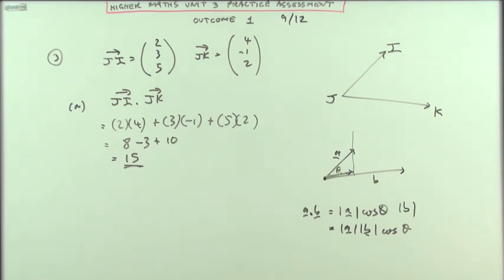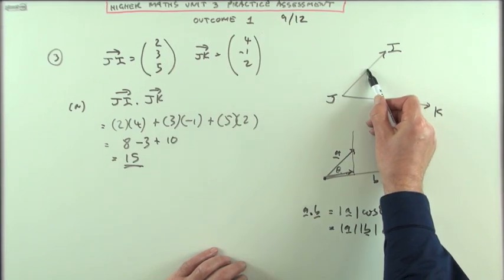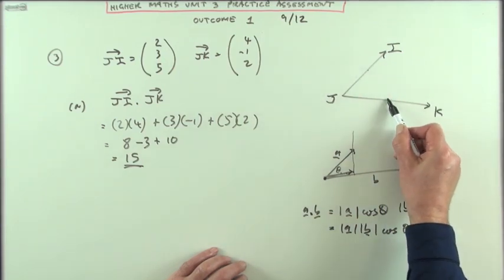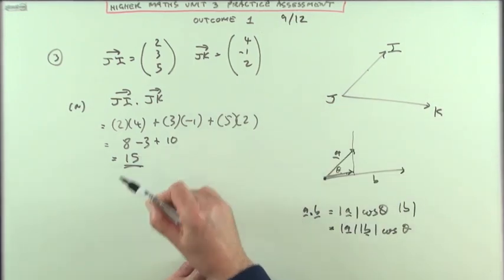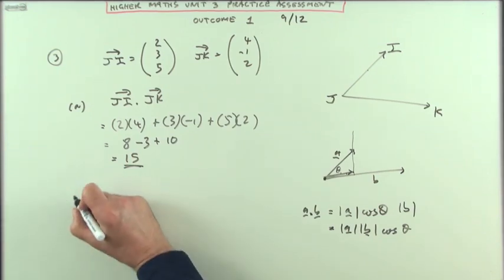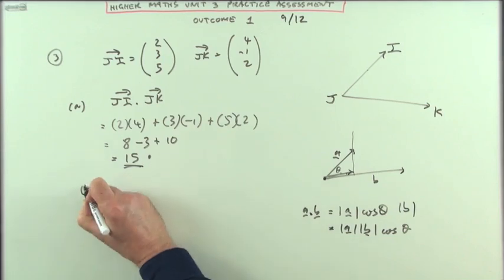Now that also means if you were to multiply the length of this by the length of that times the cosine of the angle in between them, the answer would be the same thing, 15. And that's the way you do part A. Now that's just worth the 1 mark there.